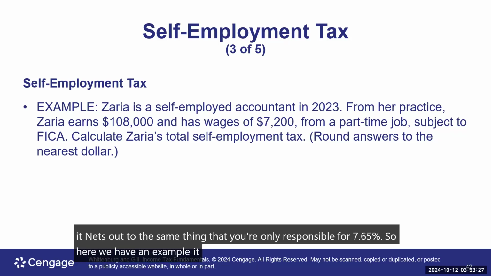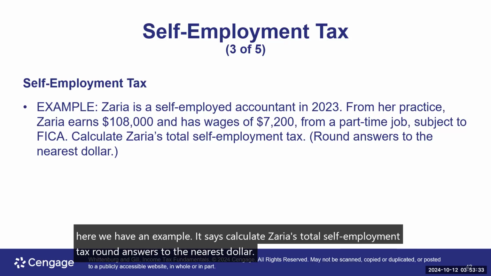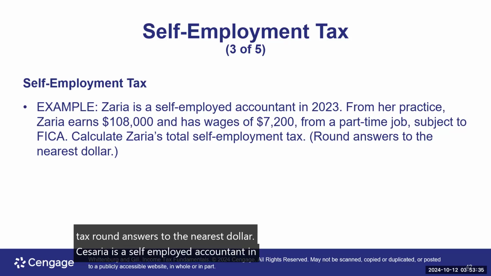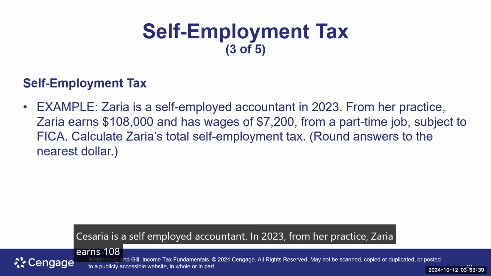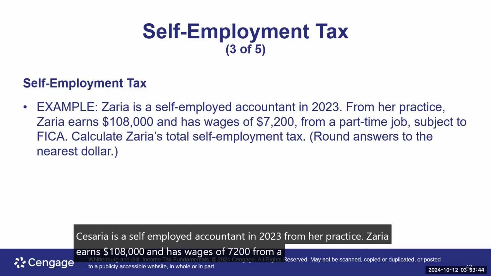So here we have an example. It says, calculate Zaria's total self-employment tax, round answers to the nearest dollar. Zaria is a self-employed accountant in 2023. From her practice, Zaria earns $108,000 and has wages of $7,200 from a part-time job subject to FICA.